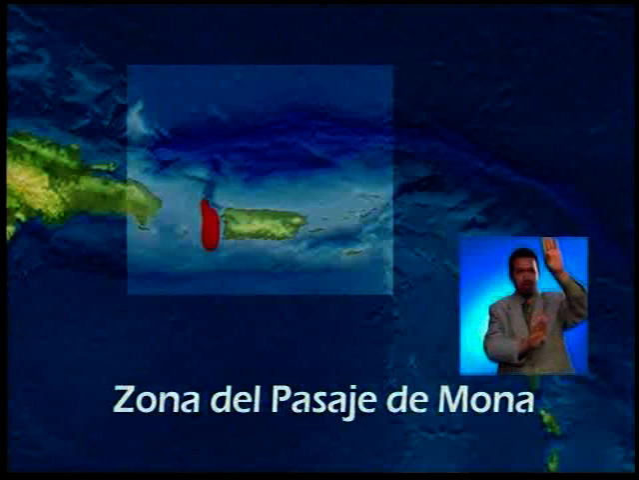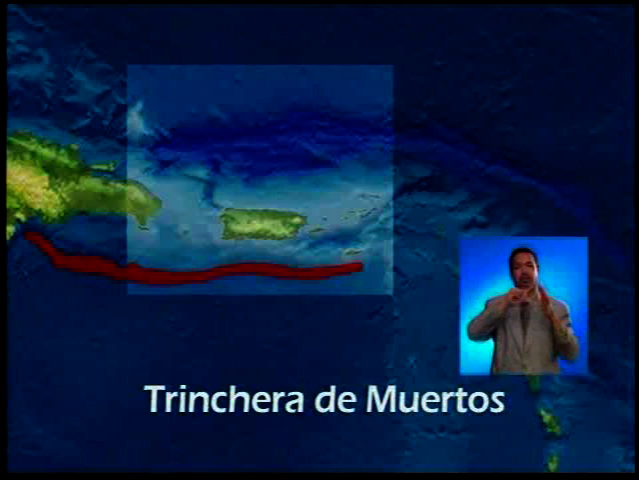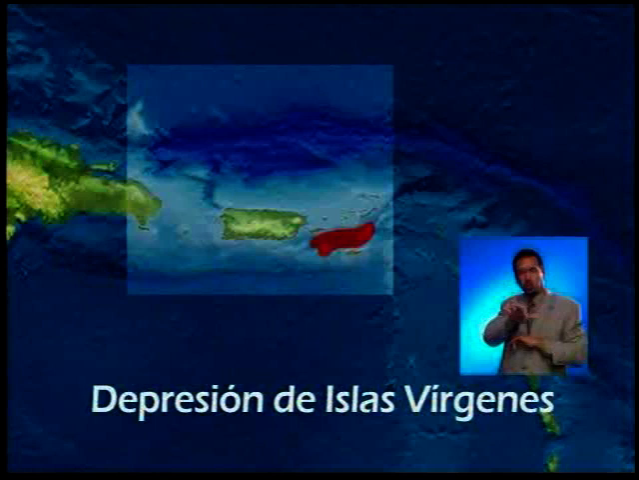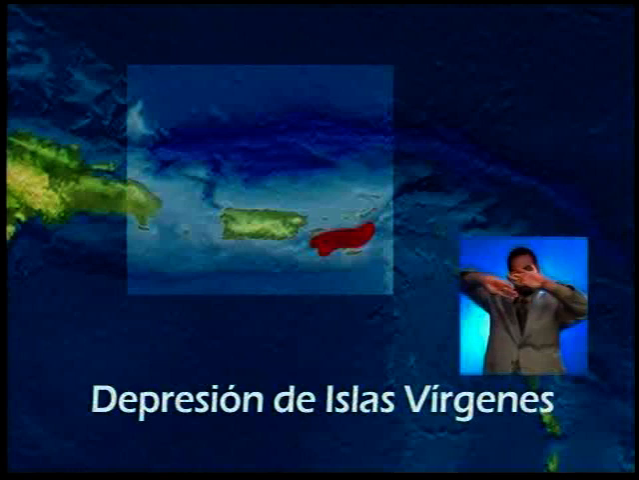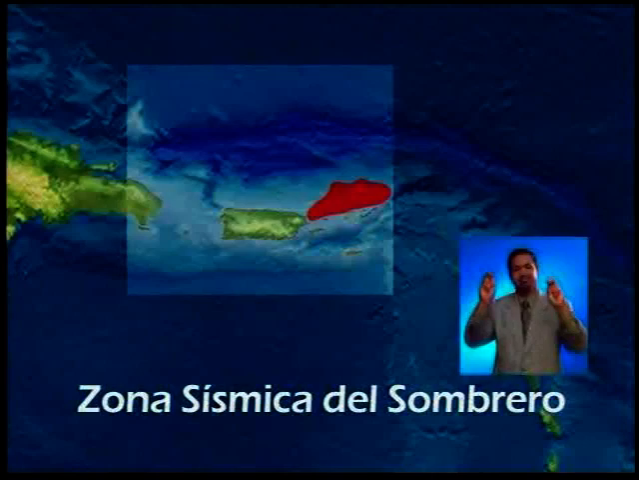The subduction zone at the Muertos Trench, south of Puerto Rico, extends from south of the Dominican Republic and Puerto Rico. In the Virgin Islands Depression, between St. Croix and St. Thomas, there's a series of faults. From Fajardo to the northeast of the Virgin Islands is the Sombrero Seismic Zone, a very seismically active area.